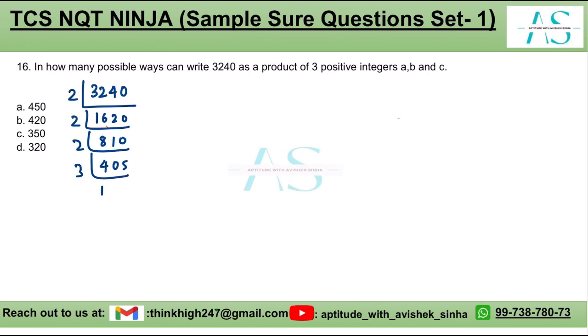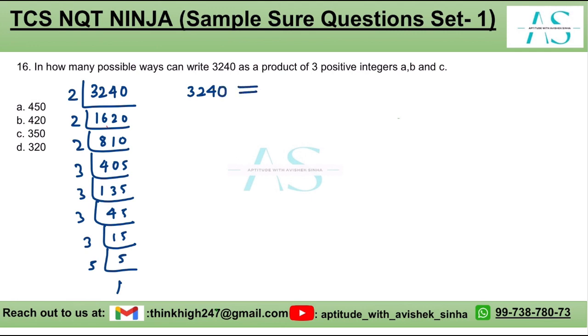Now with 3 we have 135, 45, 15, 5, and then ultimately we have 1. Okay, so 3240 can be written as 2 cube, because you have 2 three times, then 3 to the power 4 into 5 to the power 1.